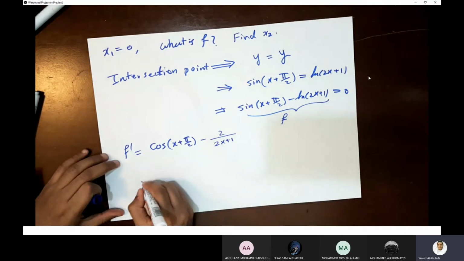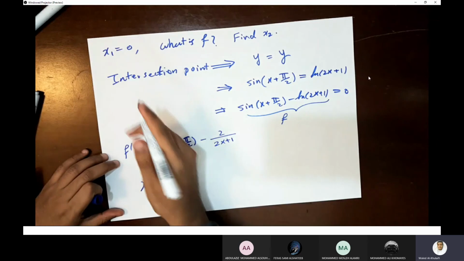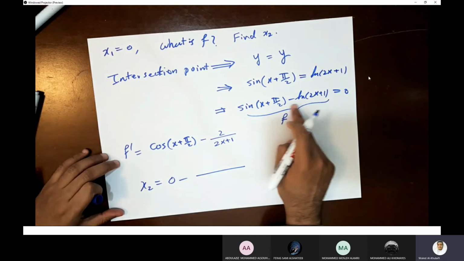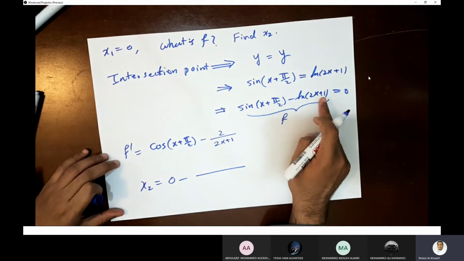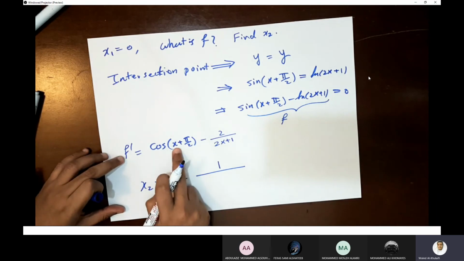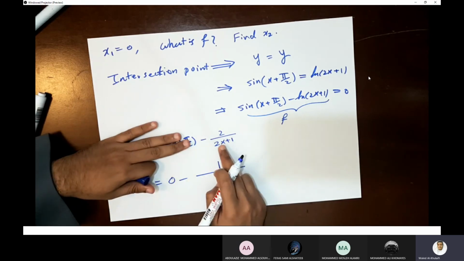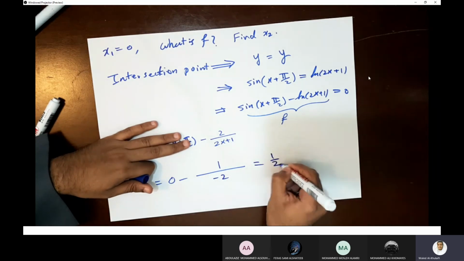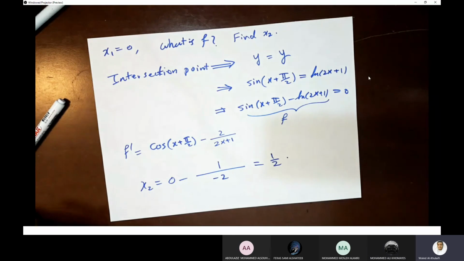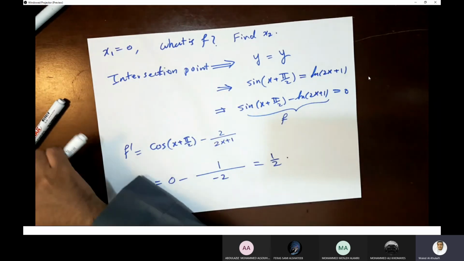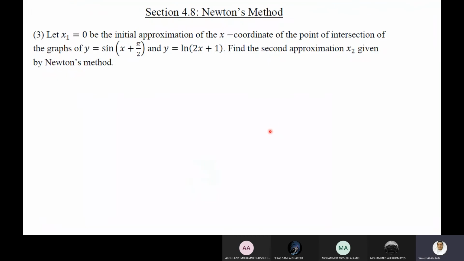Now x2 equals x1, which is 0, minus, I substitute 0 in the original function. When I substitute 0 here, I get 1 only. And I substitute 0 in the denominator. When I put 0, cosine pi over 2 is 0. Forget about it. When I put 0 here, I get negative 2. So this means that half. Yes, half. You get half only. So you see here now the function is coming from the intersection point, so you have to find the function. Okay, right. This is one question.